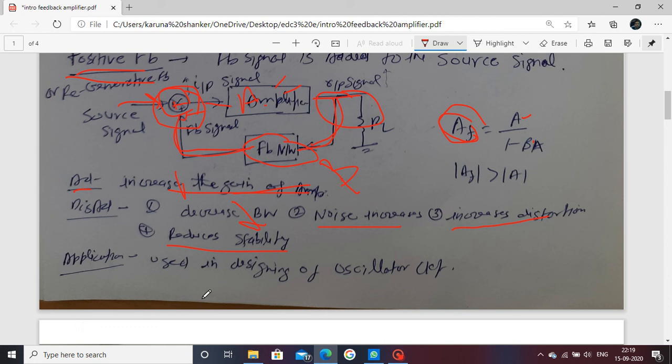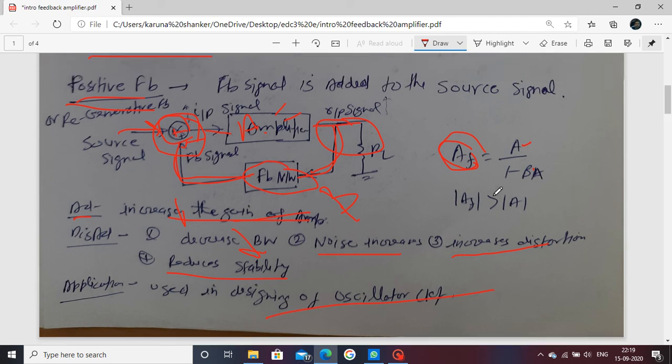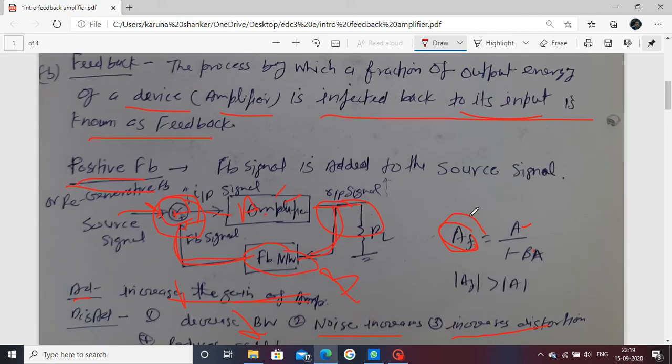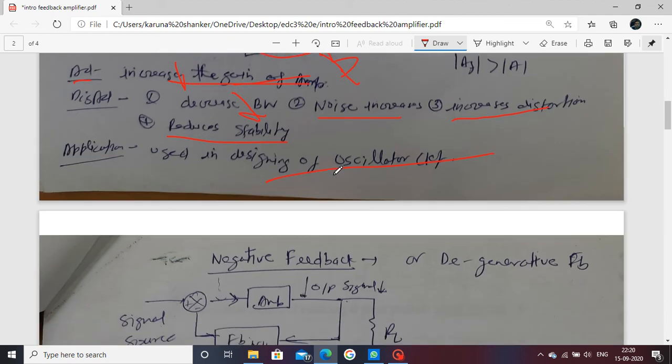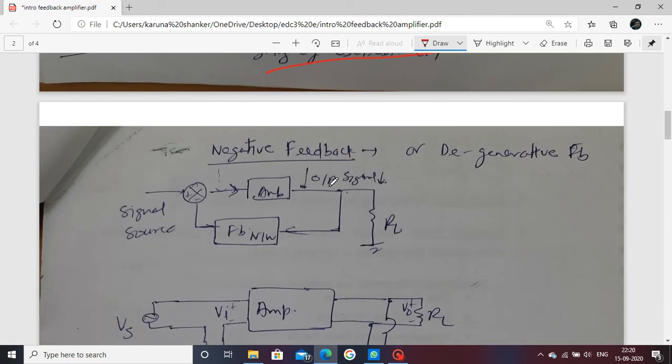The application of positive feedback is in oscillator circuit design. We will study this in the coming lecture on oscillator circuits, where we will also use this explanation of positive feedback in the oscillator sector. Okay, we move to the next topic, negative feedback.